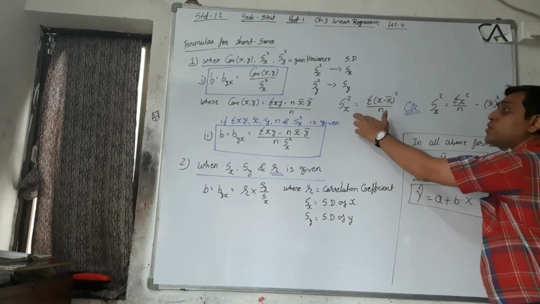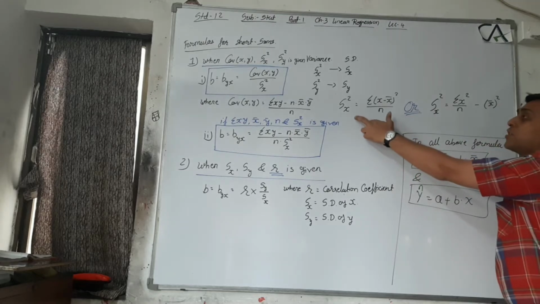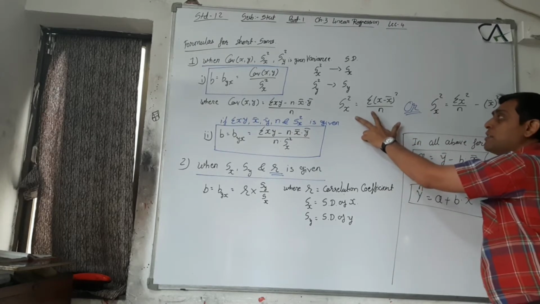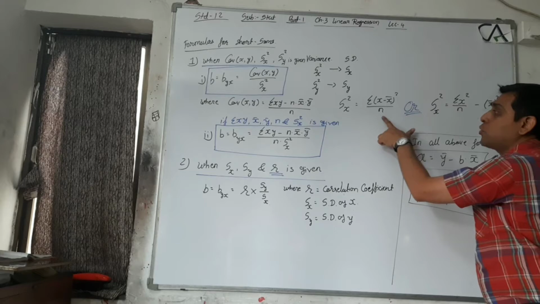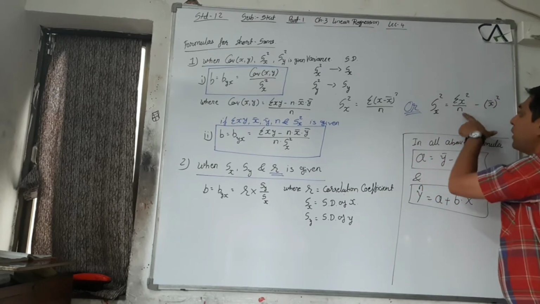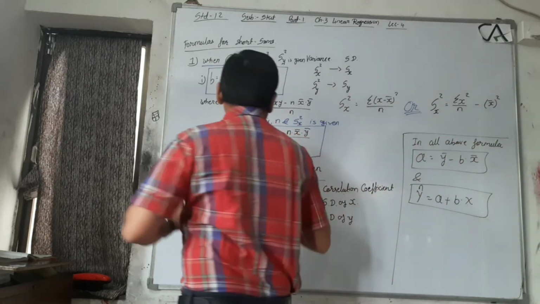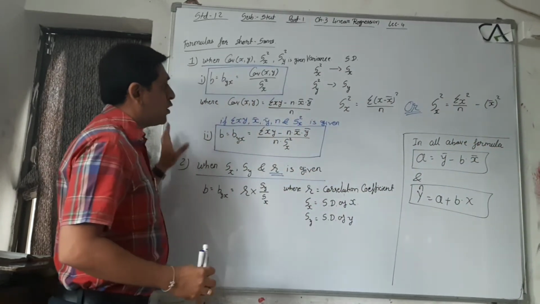If Sx square is not given, covariance of xy is not given, and Sx square is not given, for Sx square there are two formulas: sigma x minus x bar whole square upon n, or Sx square is equal to sigma x square upon n minus x bar whole square. Okay, so this is the formula for short sums.